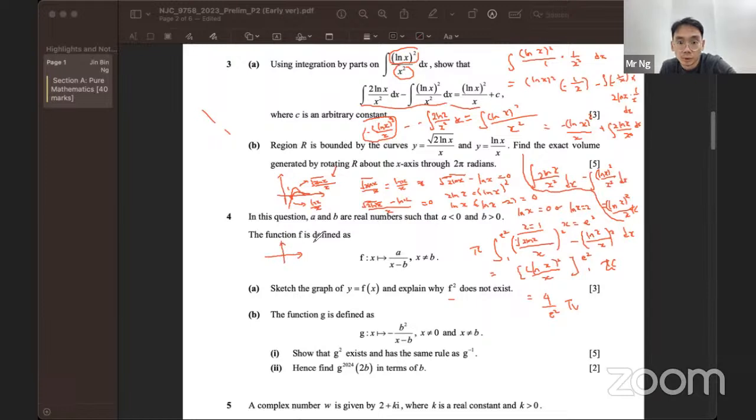Okay, so b is a positive number, x equals b. So this graph, a is negative, so it will just look like this, with the asymptote being the x-axis. Then after that, do you guys understand my drawing? Like that, then after that, like that. Okay, not the best.